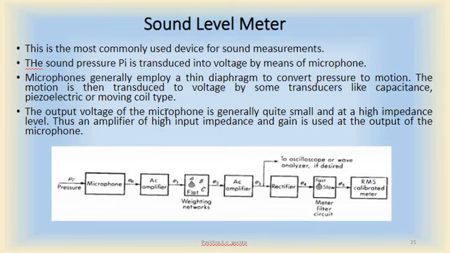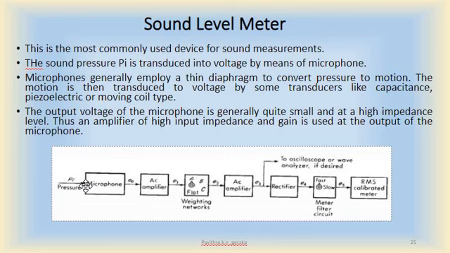The output voltage of this microphone is usually a very small value and at a high impedance level. So in order to accurately obtain the value of the input pressure, the output voltage, which is of a small value, needs to be amplified to some higher value. And an amplifier of high input impedance and high gain is used here at the output of the microphone.